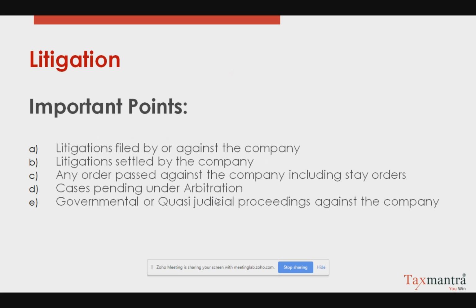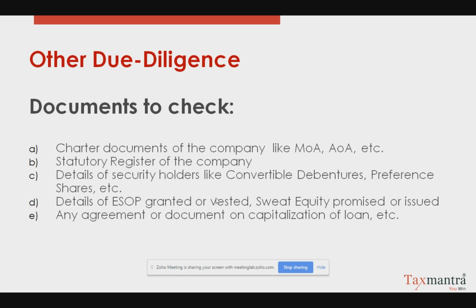Apart from this, some other things which should also be checked by investors are the charter documents of the company. These are usually asked for during the due diligence process. Then the statutory register of the company. Talking from the founder's point of view, it is again very important, and particularly in the startup and SME industry, we see that the statutory register is not being maintained properly by a company.